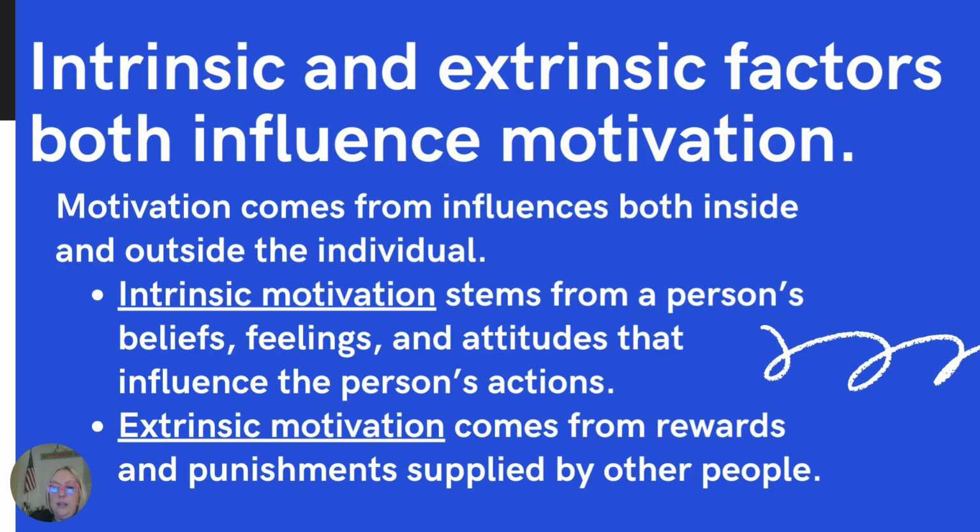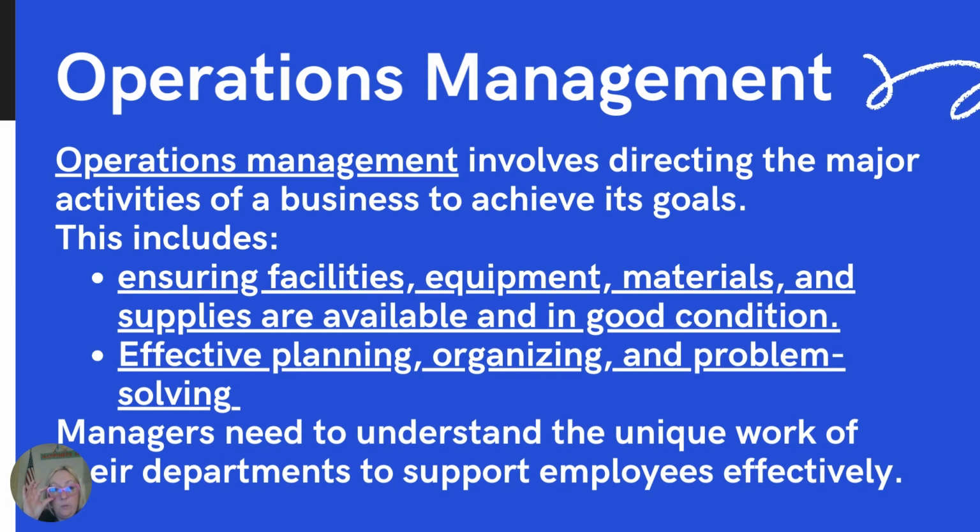And then lastly, here we have operations management. Operations management involves directing the major activities of a business to achieve a goal. So, what does this include? It includes a couple of things. Ensuring facilities are up and running, the equipment is good, and the materials and supplies are available and in good condition. So you want to make sure that your employees have everything that they need and that it works. Because if they don't have everything that they need and it's not working, they're not going to be happy.